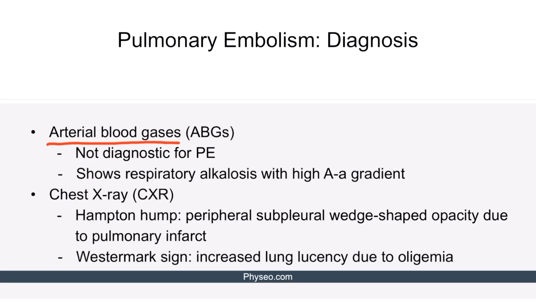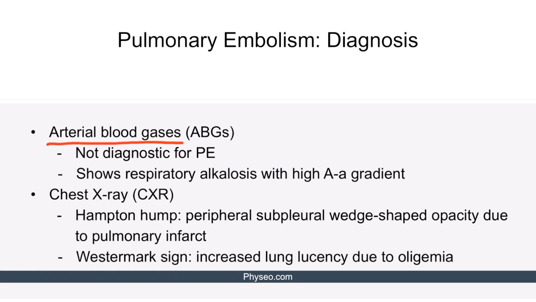Arterial blood gases are commonly performed in a patient suspected of having pulmonary embolism. However, arterial blood gases are not diagnostic for pulmonary embolism. They show respiratory alkalosis due to a tachypnea and high AA gradient. The AA gradient is high because oxygenation is no longer occurring in the segment perfused by the obstructed pulmonary artery.